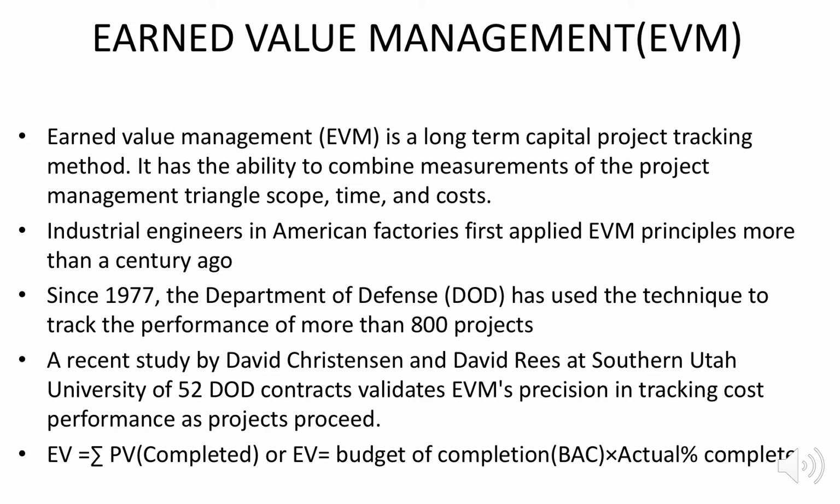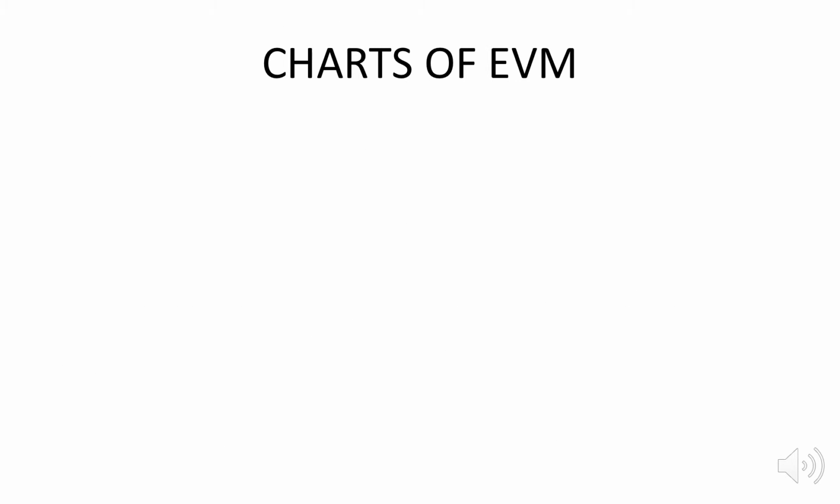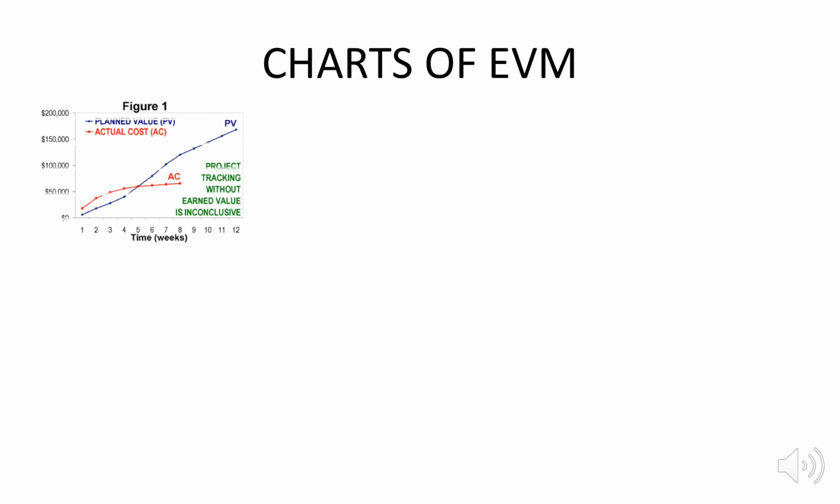So there are different charts of EVM. Let's see how EVM is calibrated. In Figure 1, the time is on the x-axis and the money is on the y-axis. The blue graph is called planned value, and the red graph is actual cost. So in the first week, how many dollars of planned value are there? Let's see the locus of that one.